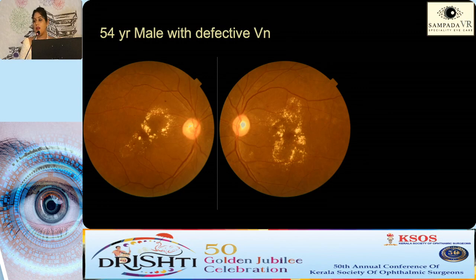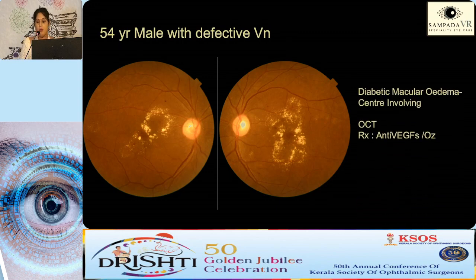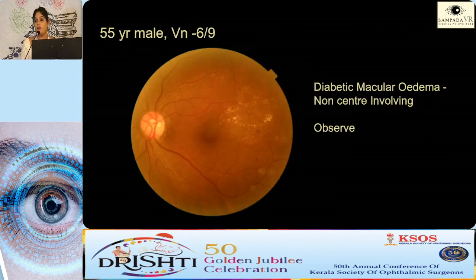Now coming to the posterior pole. Diabetic macular edema can be either center involving, like what you see here, or non-center involving. Depending upon the edema, the visual acuity, and the symptoms and signs of the patient, you can treat it with anti-VEGF injections, or a non-center involving edema you can observe, or you can go for a focal laser.